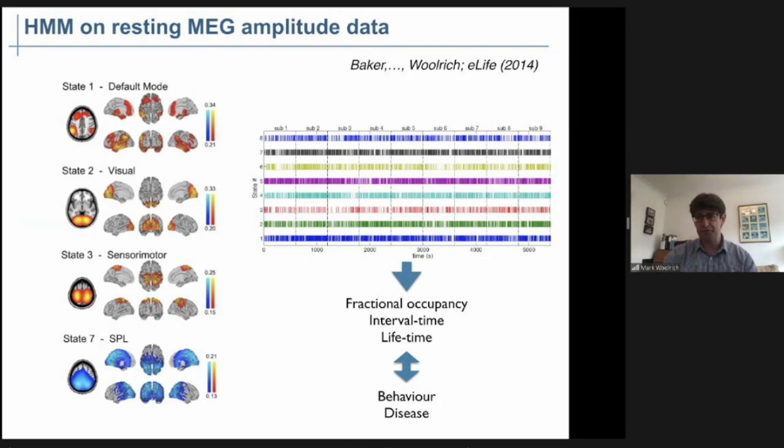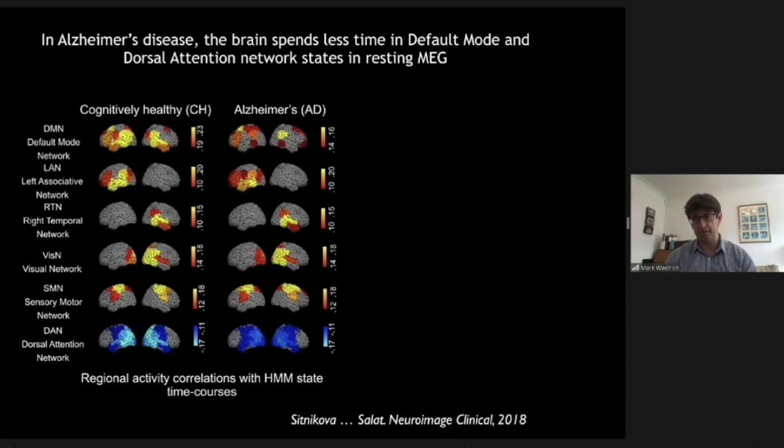And this has been done in a few studies since. I'm just going to highlight one example of where it's been linked to disease. This is a really nice study done by David Salat's group at MGH, where they ran the HMM on resting state MEG data in an Alzheimer's study.